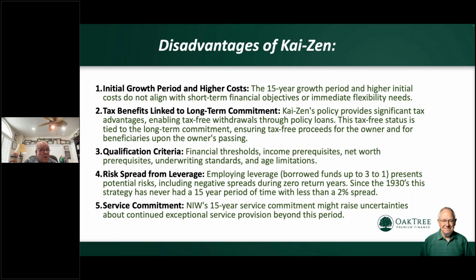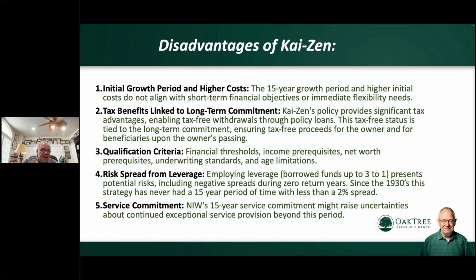Four, risk spread from leverage. Employing leverage, borrowing funds up to 3 to 1, presents potential risk, including negative spreads during zero return years. Let me explain this spread. We have a return we're making. Let's say we're making 10. And we're paying an interest rate, and in my example we could be paying an 8% rate. We're not that high. I think we're about 7 right now.